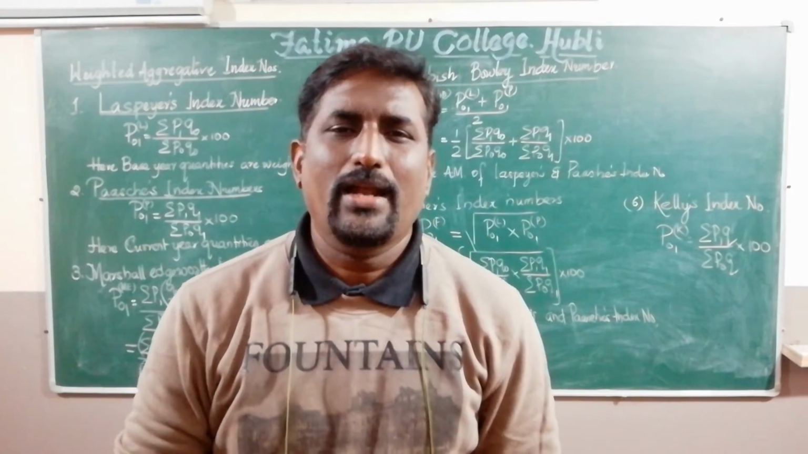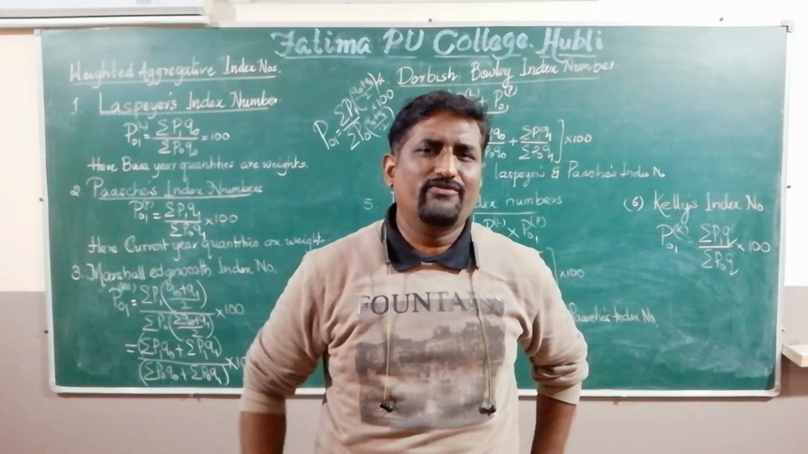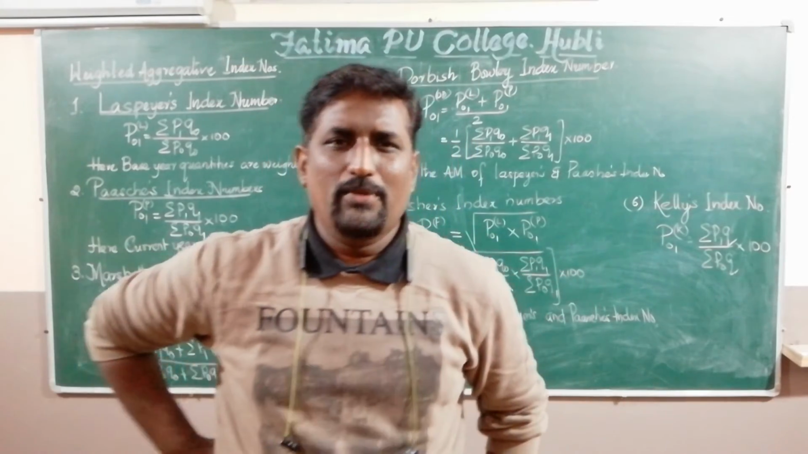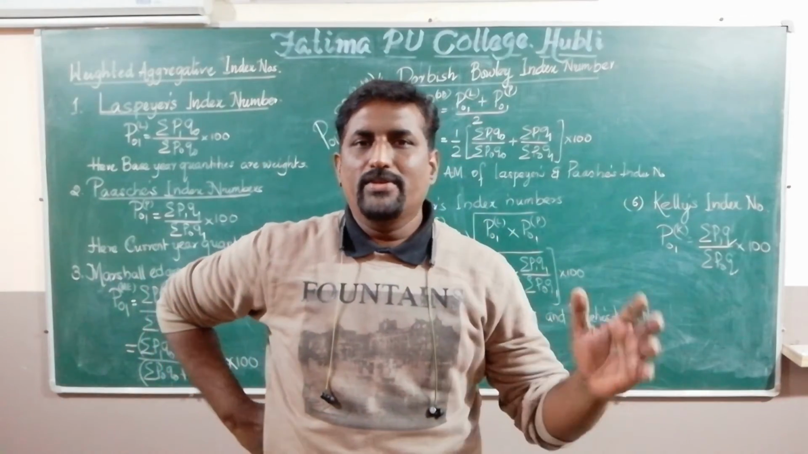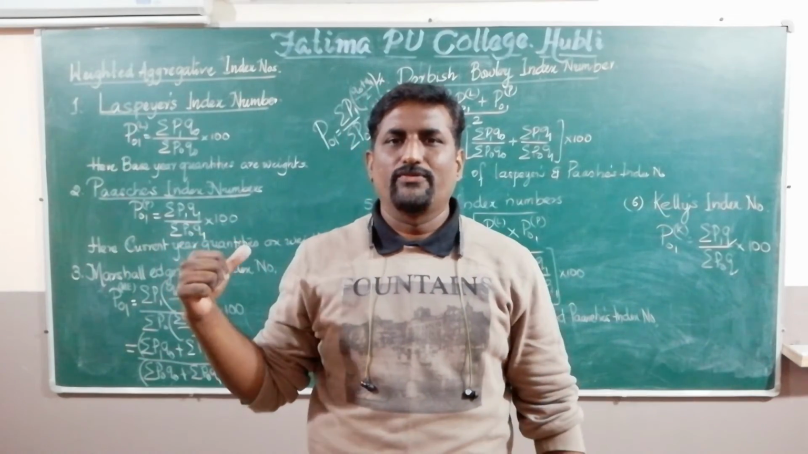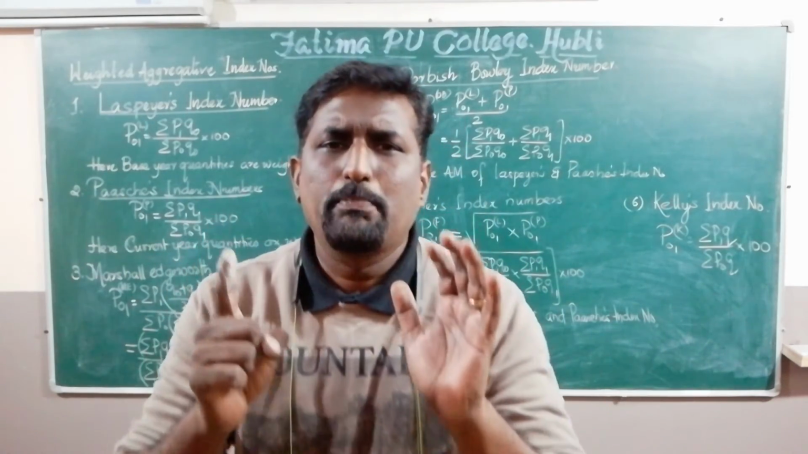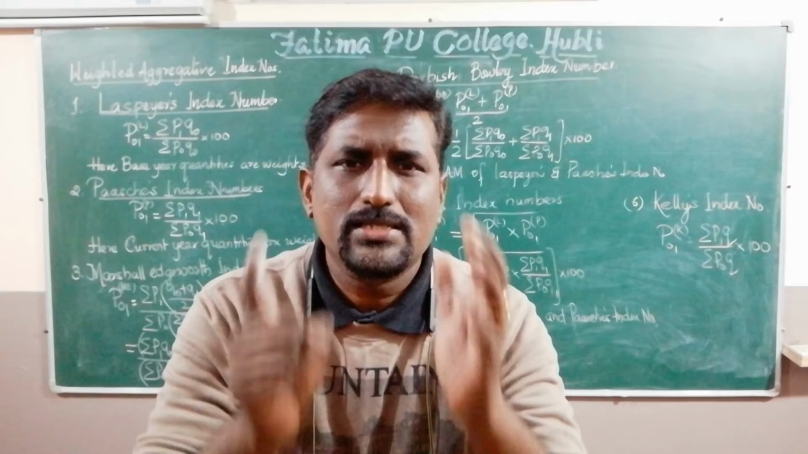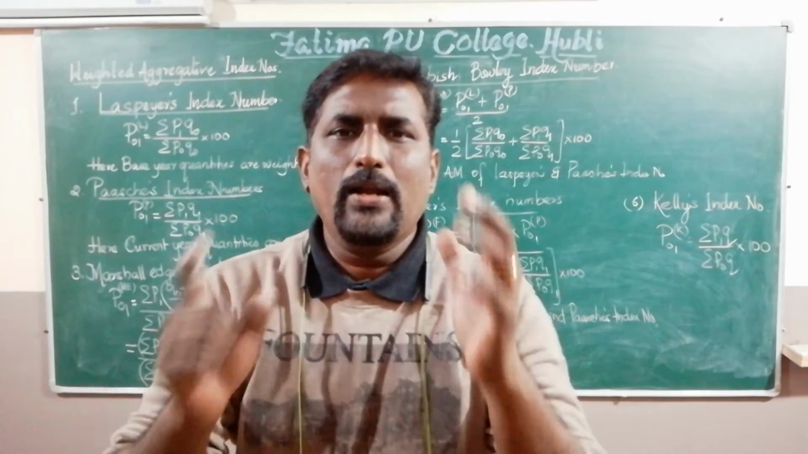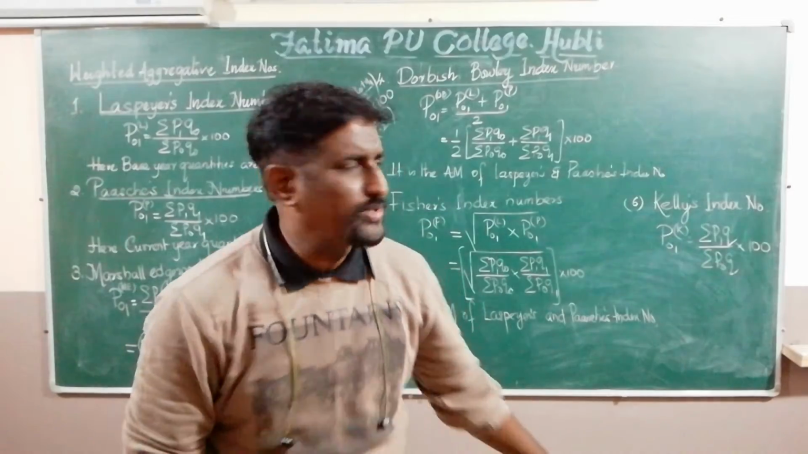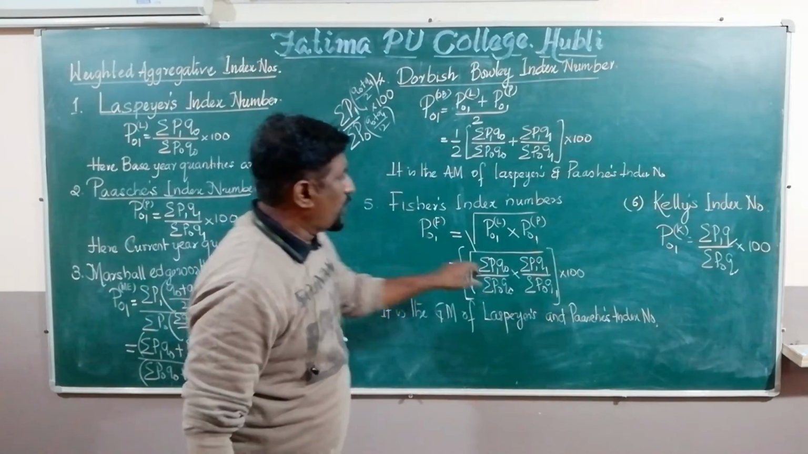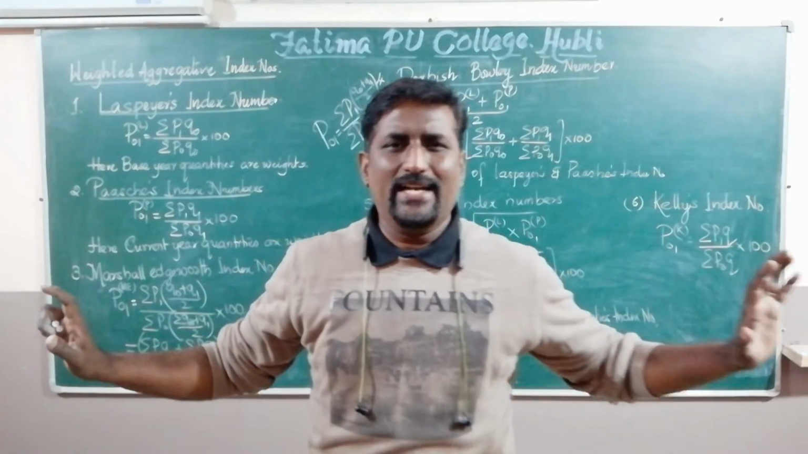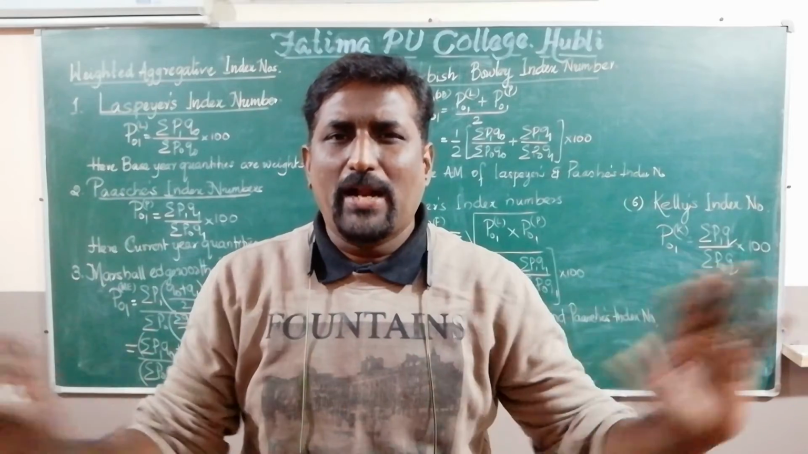Now weighted price index numbers. Altogether, how many formulae have we learned? Around 11 of them. In the previous class I told you 5, and in this class I told you 6. All these 11 formulae are from price index numbers. Remember, they are price index numbers. That's why you see everywhere it is P01, P01, P01. It's all about price index numbers.